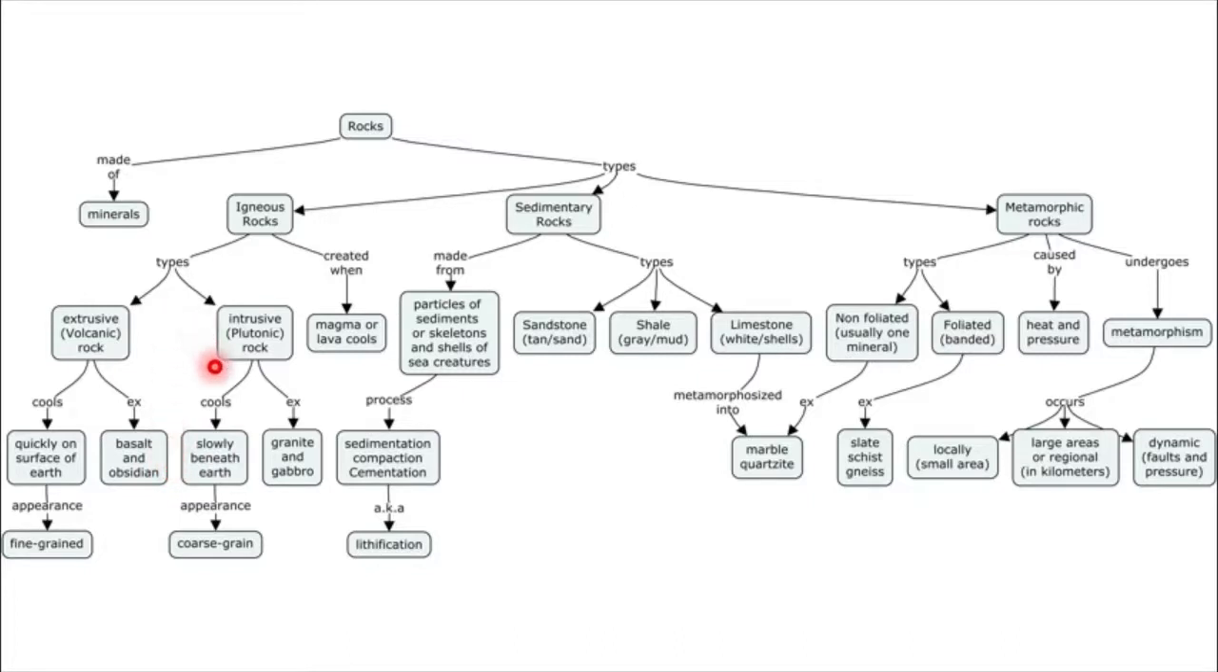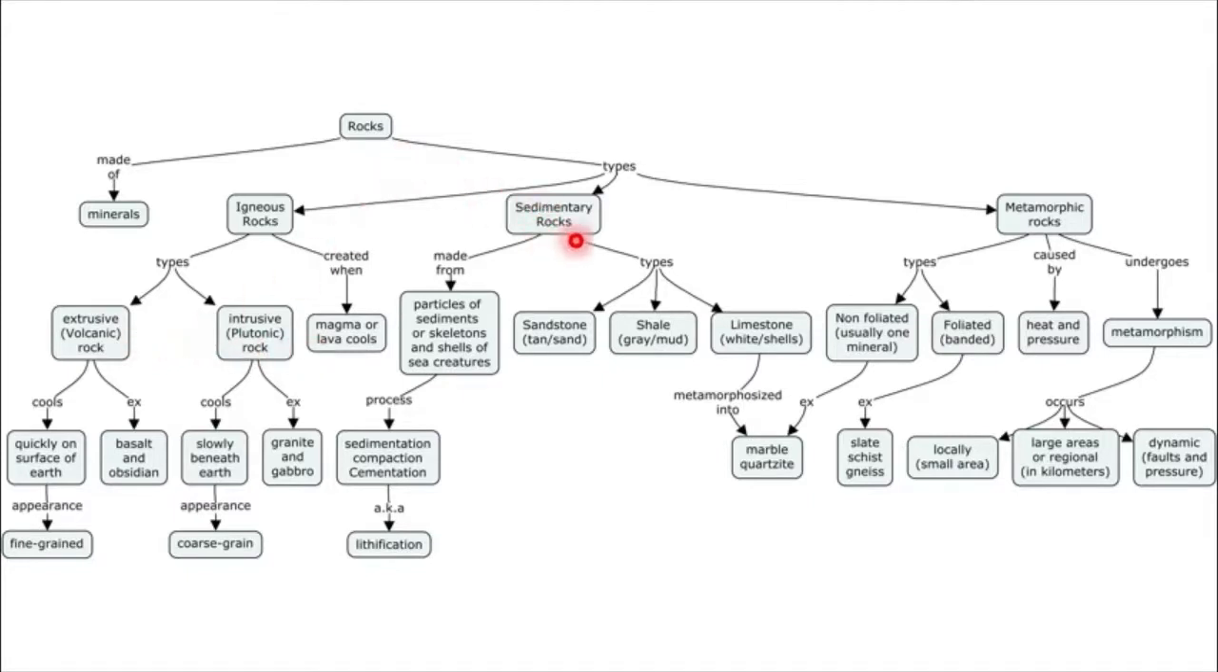An intrusive rock, also known as plutonic rock, cools very slowly beneath the earth's surface because it is made from magma. And since magma is not exposed to the Earth's atmosphere, it will produce a coarse-grained appearance. The examples for this are granite and gabbro. Rocks again are created when magma or lava cools. So when magma cools down, that's the intrusive rock, while when lava cools down, that's the extrusive rock.